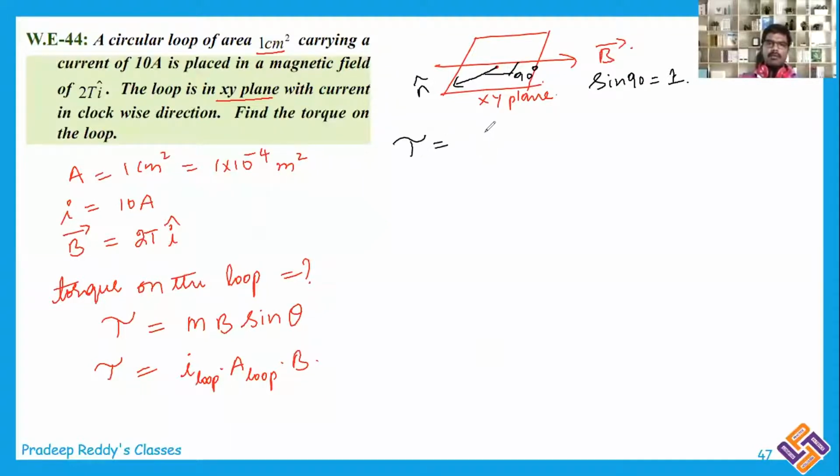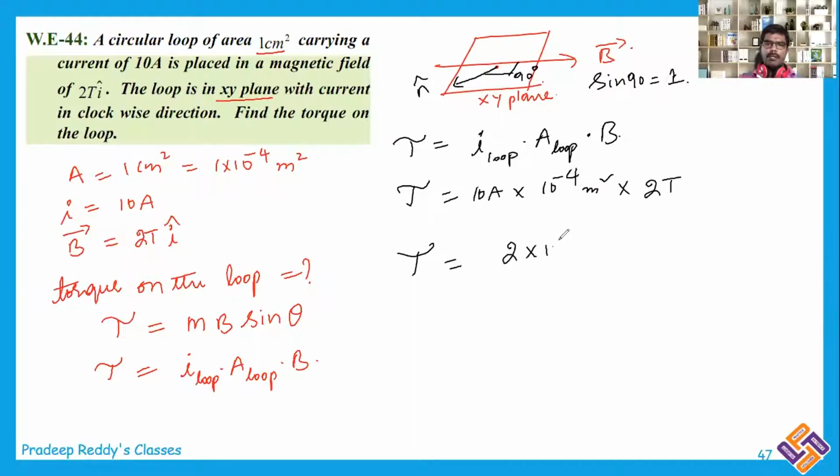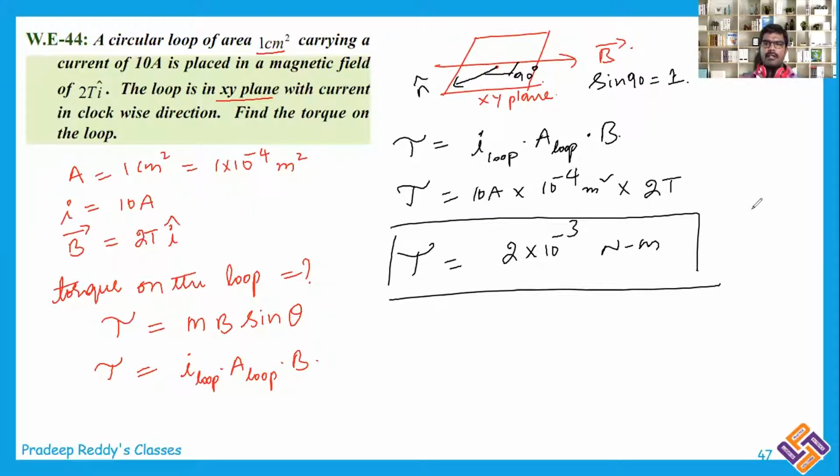So tau is equal to the current in the loop into the area of the loop into the magnetic field B. Directly you can substitute those values here. Current in the loop is 10 ampere, area of the loop is 10 power minus 4 meter square, and magnetic field is 2 Tesla. So tau is equal to 2 into 10 power minus 3 Newton meter. This is the torque acting on the current carrying conductor.